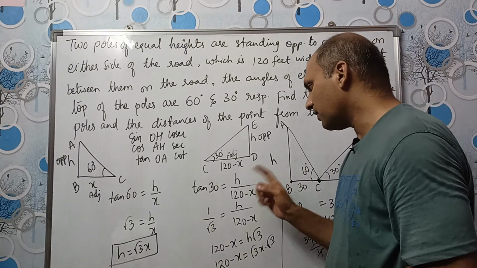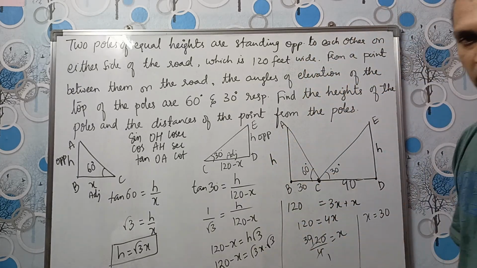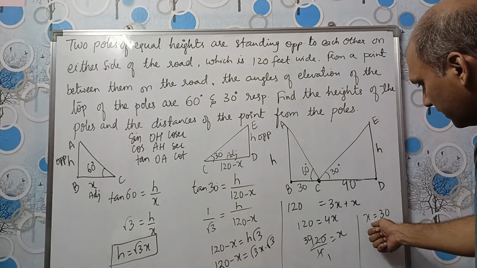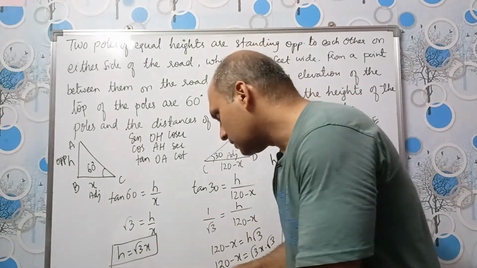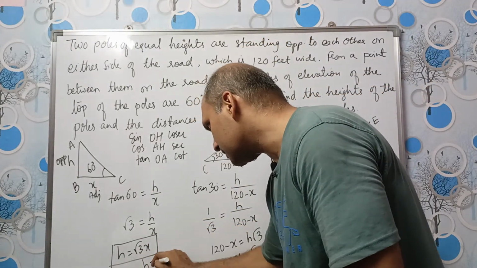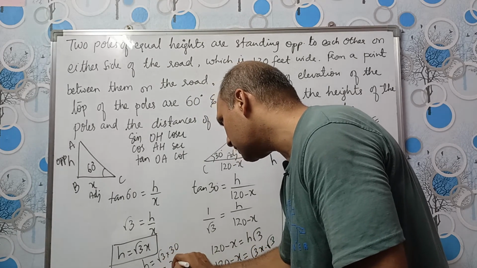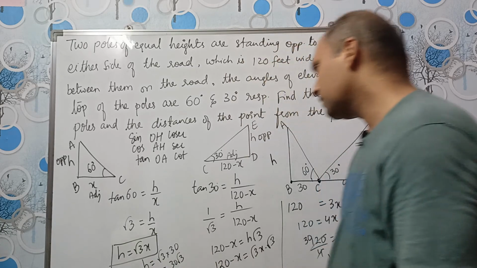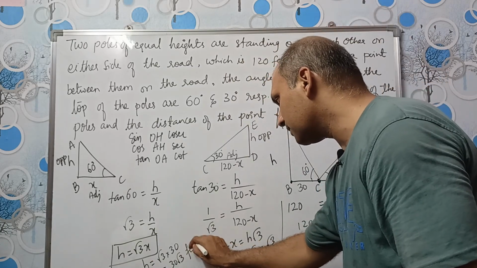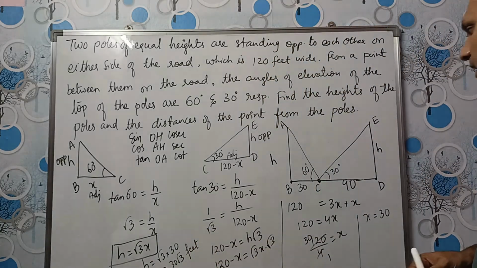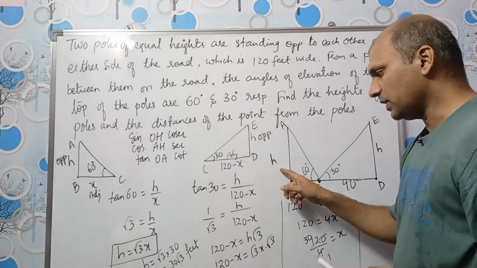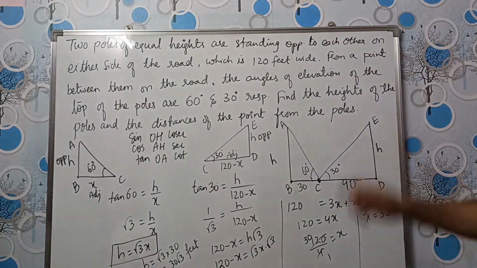How should we find the height of the poles? Substitute this value of x equal to 30 here. So h is equal to root 3 multiplied by 30, which is 30 root 3 feet. I hope you understood this. The height of the pole is 30 root 3, and this one is also 30 root 3.